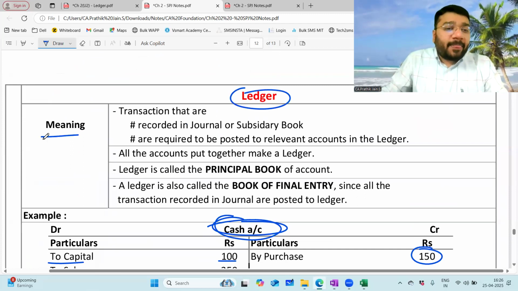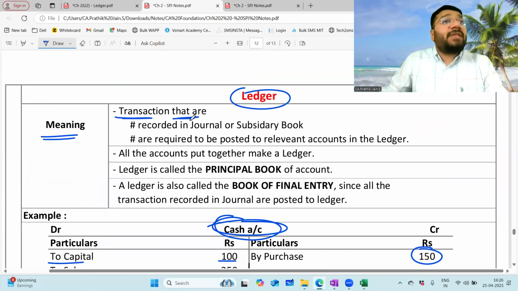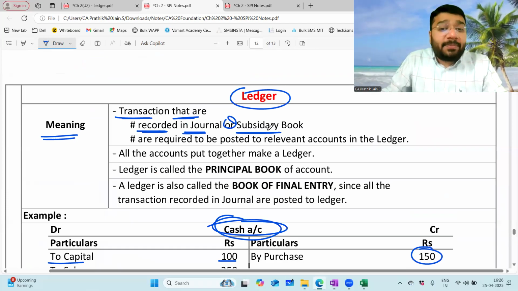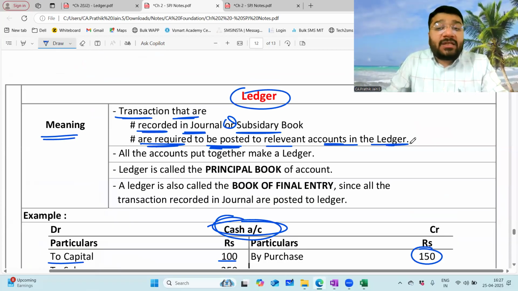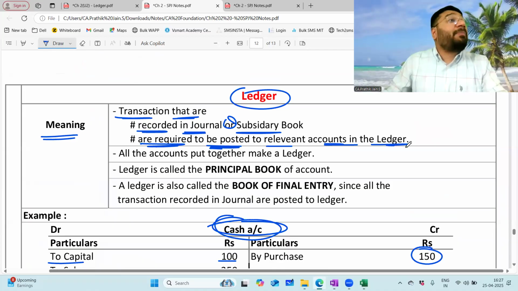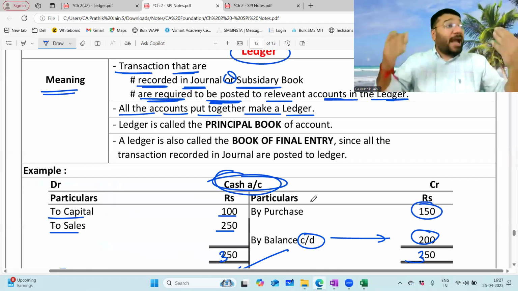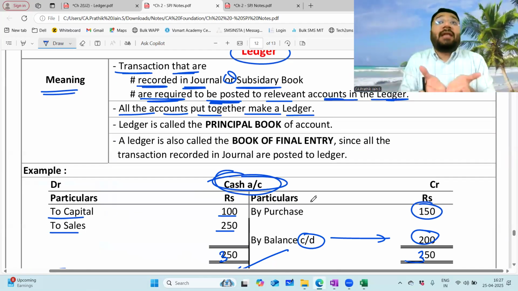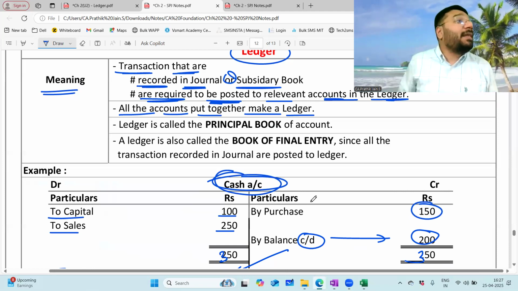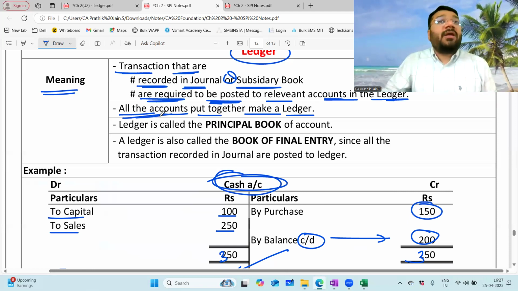Now, what is a ledger? Transactions that are recorded in the journal or in a subsidiary book are required to be posted to the relevant accounts in the ledger for the purpose of classification and totaling. All the accounts put together make the ledger. So I don't call cash a ledger. Cash is an account. Multiple accounts put together, cash account, bank account, capital account, all of them put together, that entire activity is called the ledger. All the T-shaped accounts put together are called the ledger.